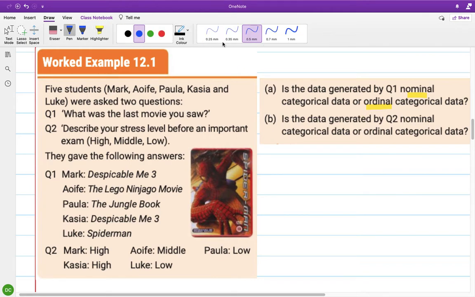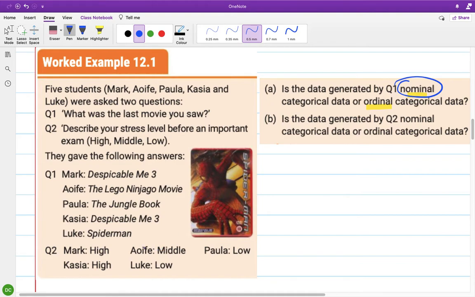Okay, so the answer to that is that it's nominal categorical data. There is no obvious order to put those movies in, so that's what we call it. Second one, again, same question: is it nominal categorical data, or is it ordinal? So again, we agree that it's categorical because there's no numbers.